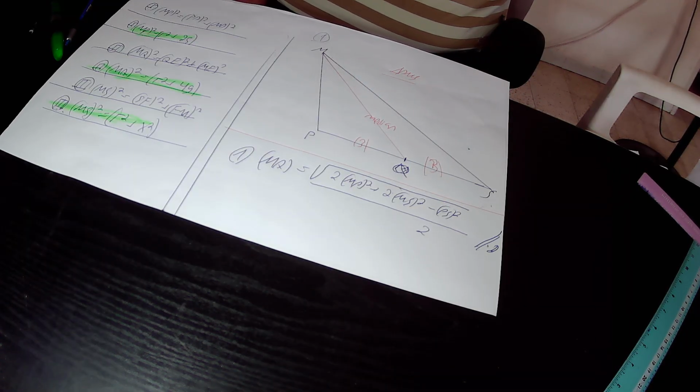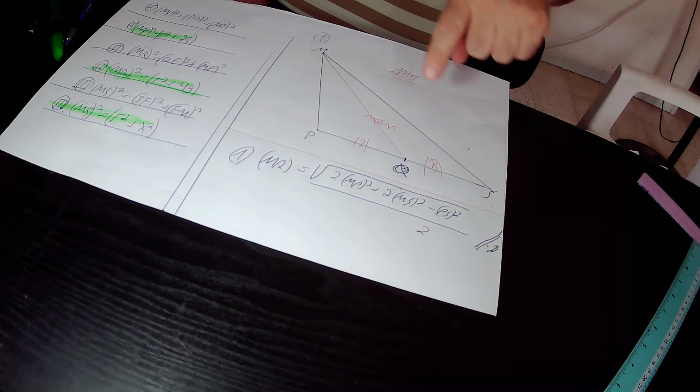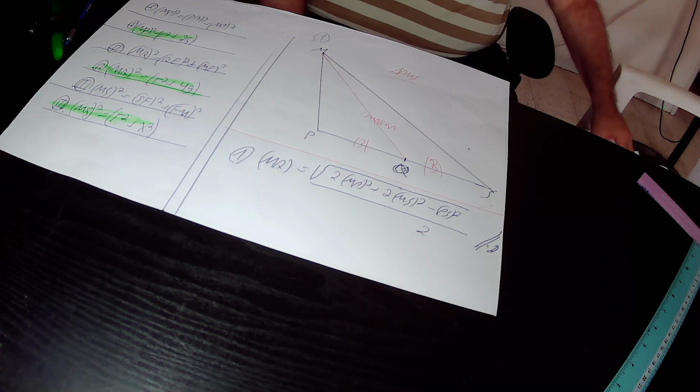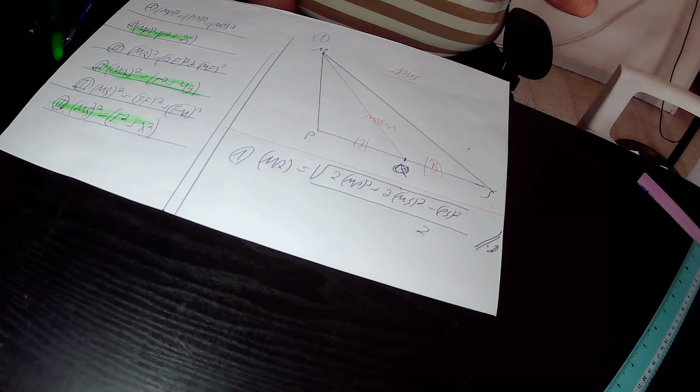So the median of a triangle starts from the vertex and it bisects the opposite side of the vertex. The median MQ bisects side PS into 2 halves. But the question is, what is the length of the median MQ? Actually, we have a special formula for the length of a median of any triangle.